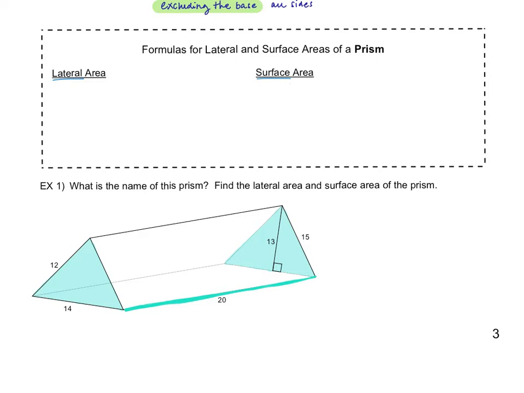So keep in mind, something else we want to add here is, remember, surface area is our total. I like to sometimes add that in there. And just as a reminder, I know we wrote it up above, but we're going to write it down again. The lateral area is the area of the lateral surfaces, so all of the sides.